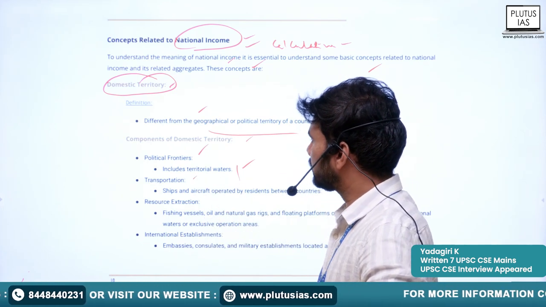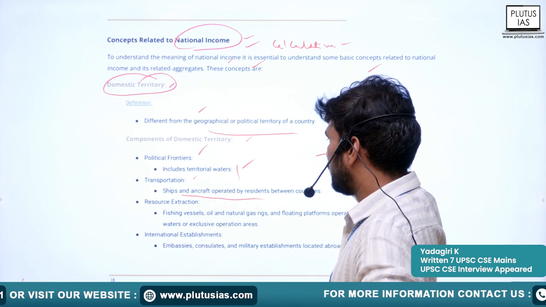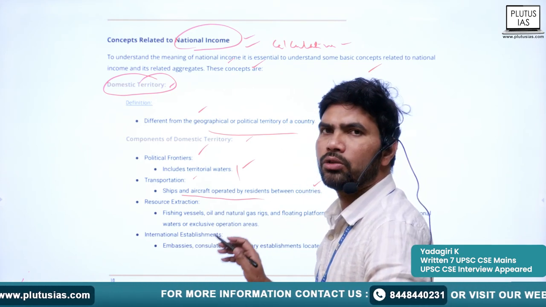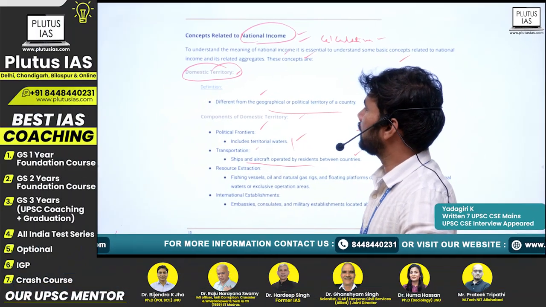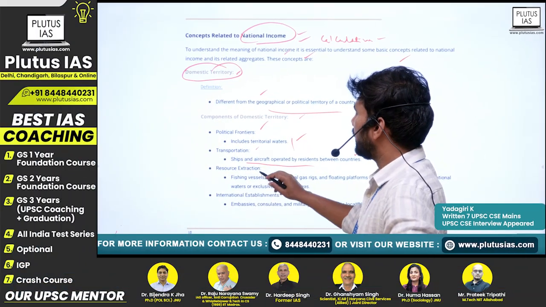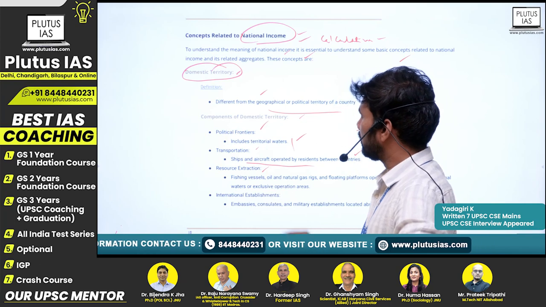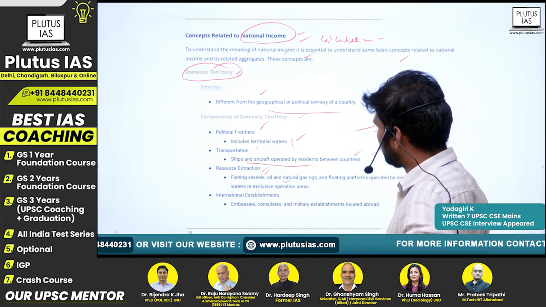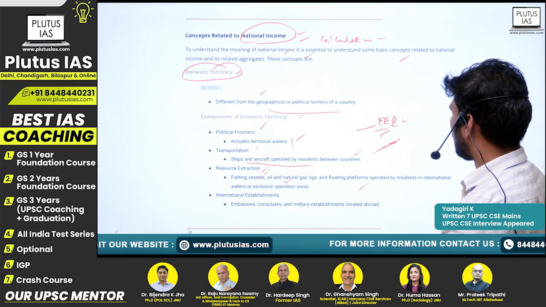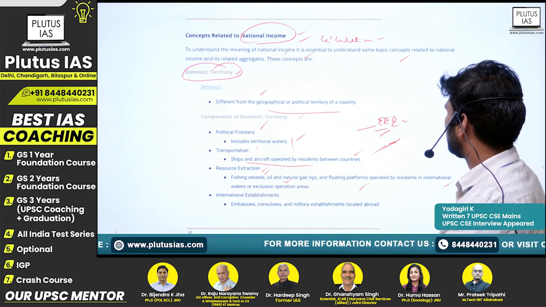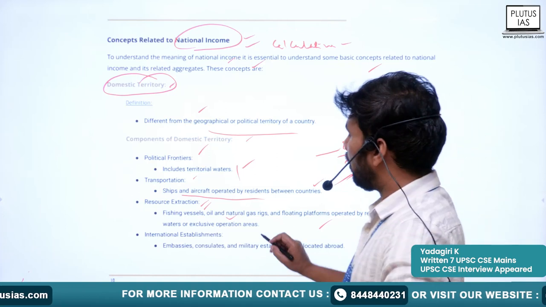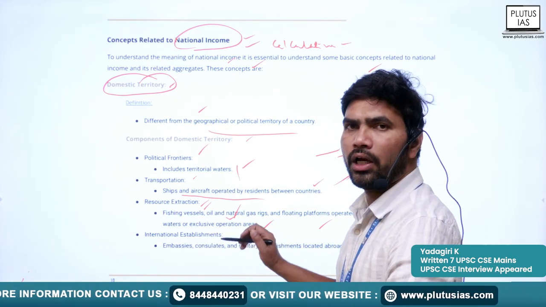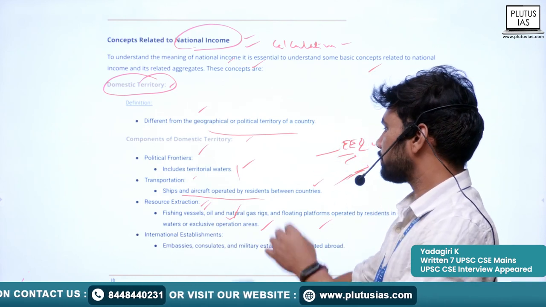Next one is transportation. Ships and aircraft operated by residents between countries also come in the domestic territory. Next is resource extraction: fishing vessels, oil and natural gas rigs, and floating platforms operated by residents in international waters are exclusive operation areas. So these are also included in the domestic territory.